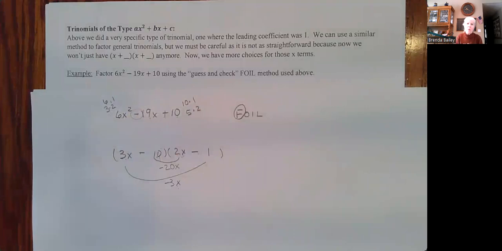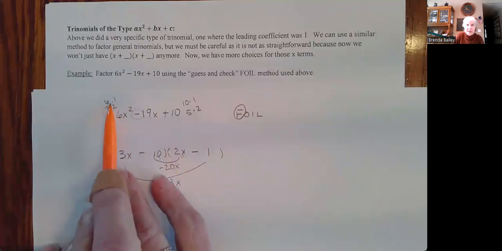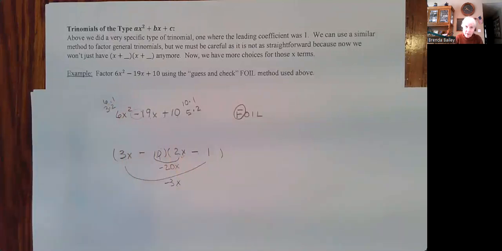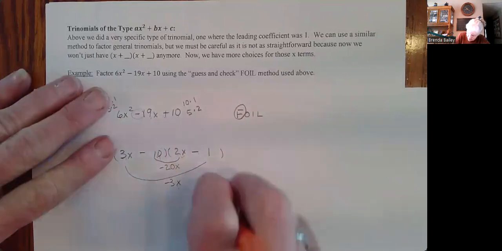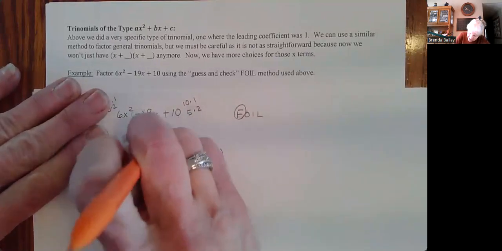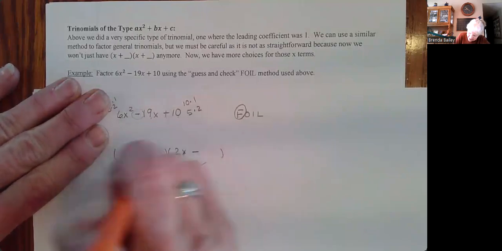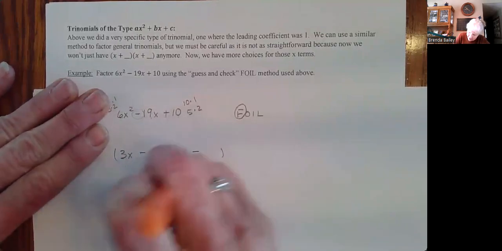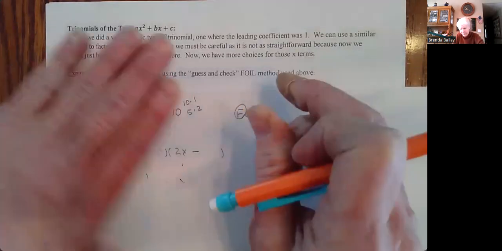So I know the 10 and the 1 aren't going to work. So I'm going to try the 5 and the 2. If the 5 and 2 don't work, I have to go back and change my 3x and 2x to a 6 and a 1 and try those. So you can see why people really don't like this. But the more you do, you kind of start to look at it and you're able to say, this combination I think is going to work a little bit better.